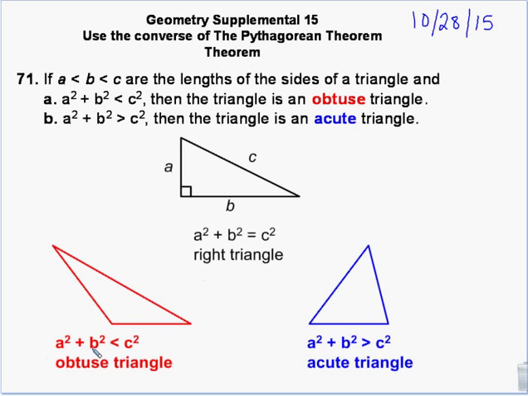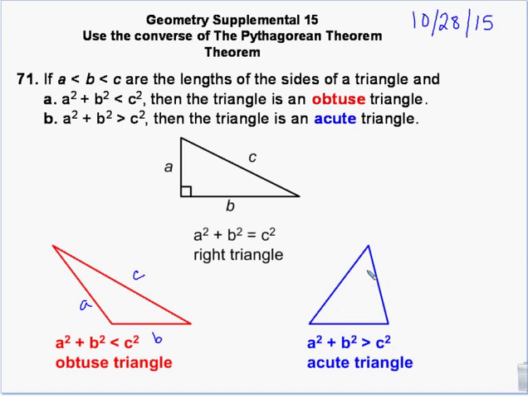If a squared plus b squared is less than c squared, and a and b are the short sides and c is the long side always, then you have an obtuse triangle. And then if a squared plus b squared is greater than c squared, you have an acute triangle.